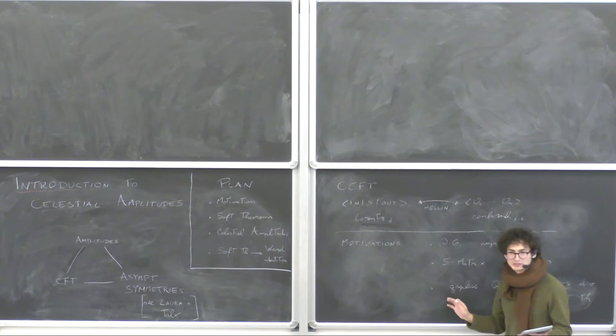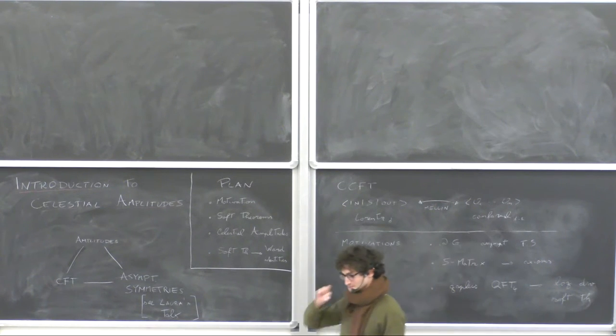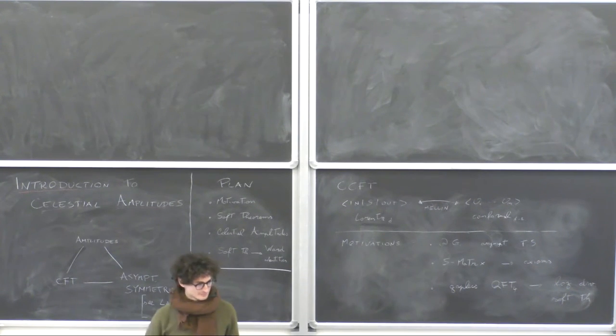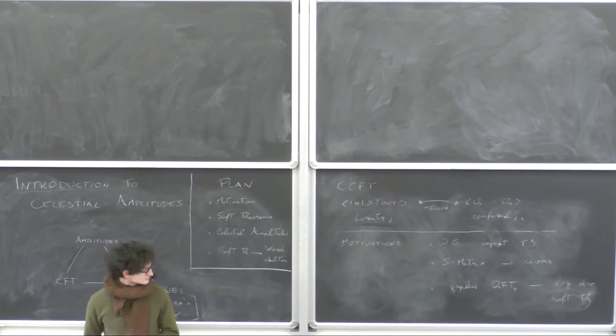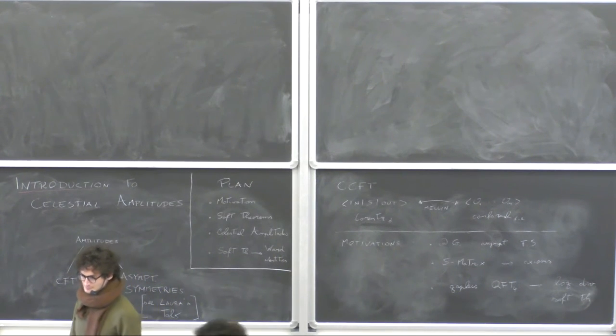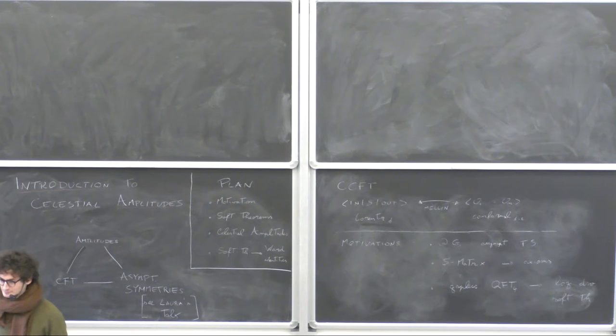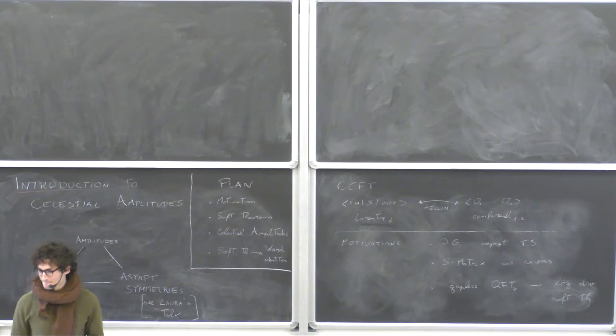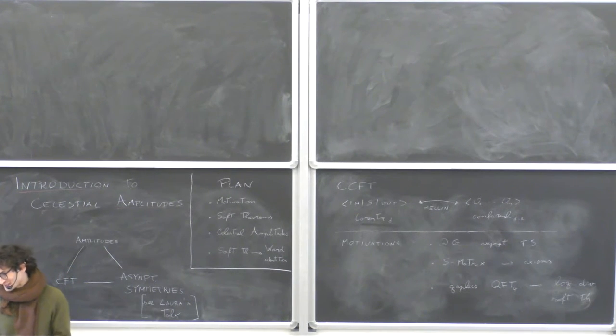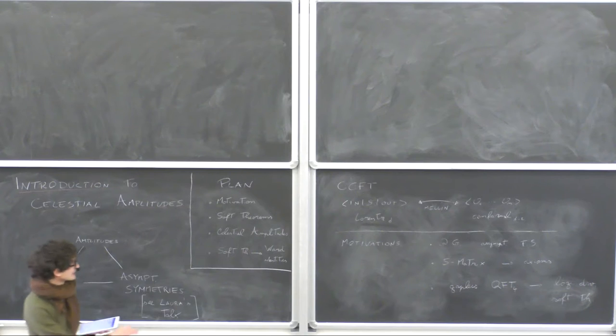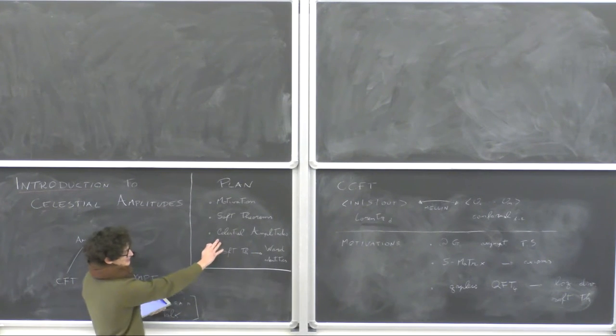Questions on the motivation? Yeah. One question. When you write this arrow with the map, is it obvious that you relate something in D dimensions to something in D minus 2? Well, maybe let me just wait; at some point I will actually explain.